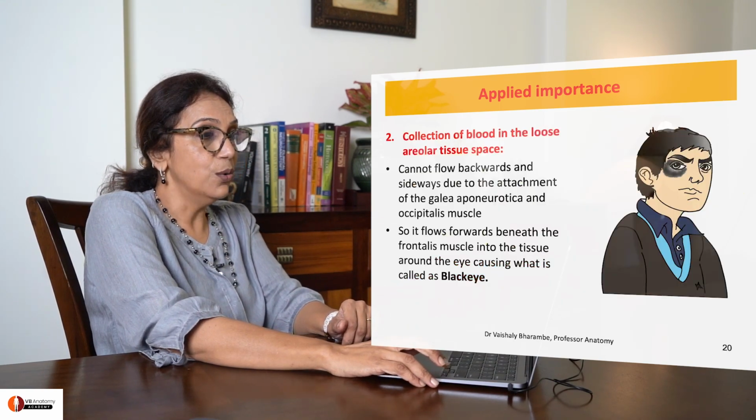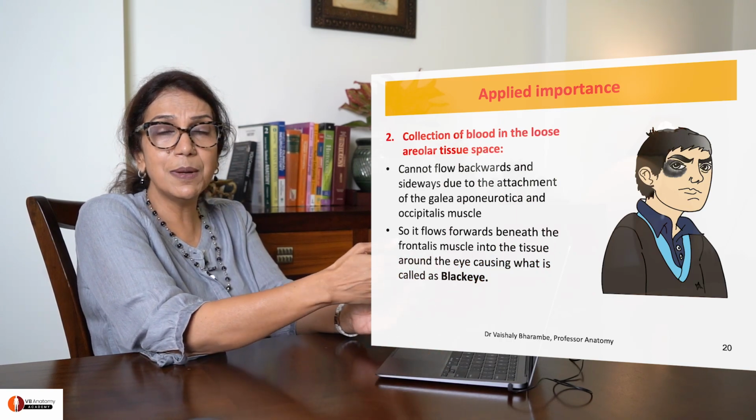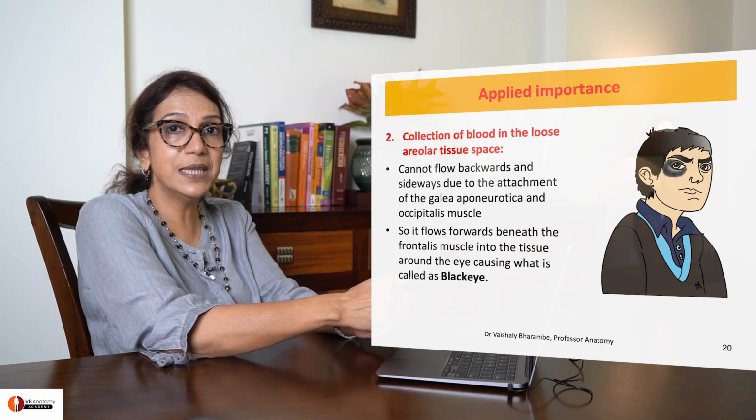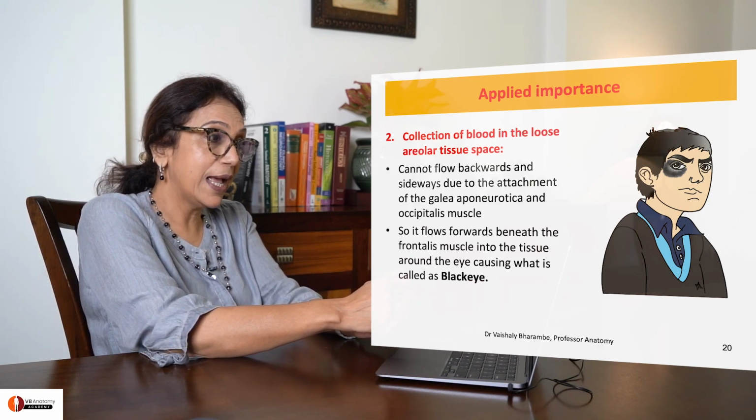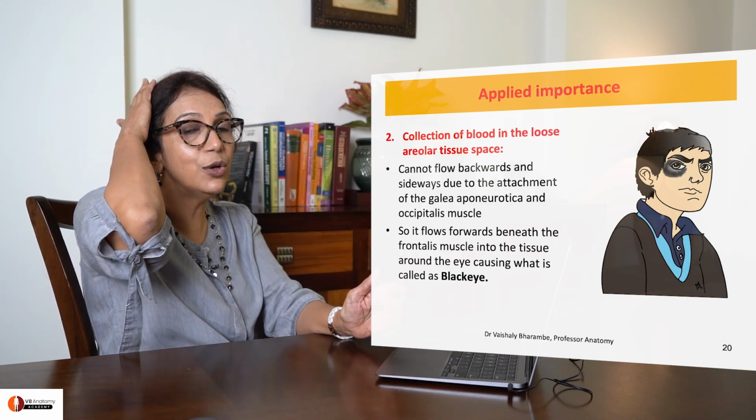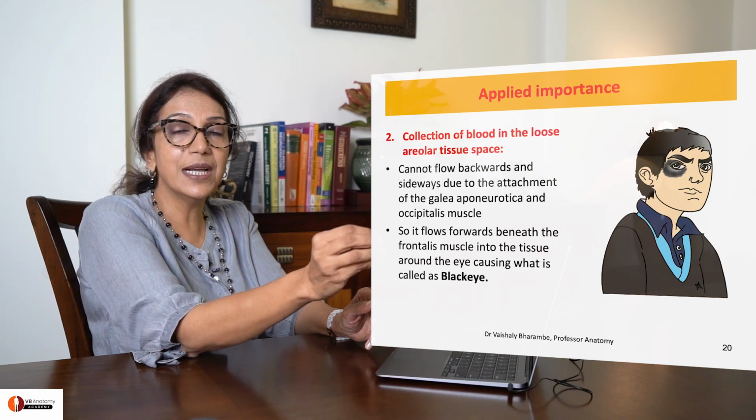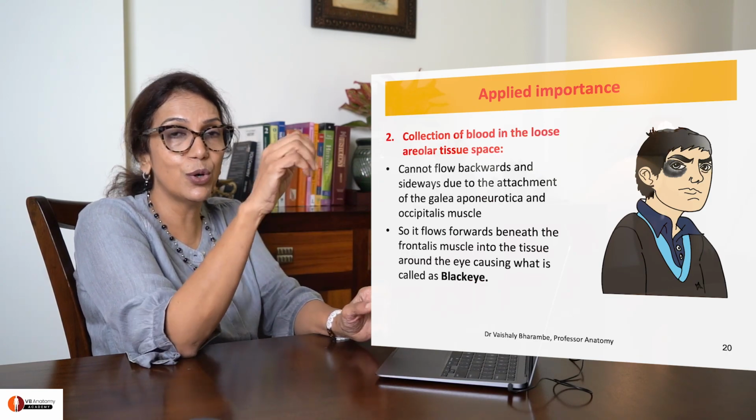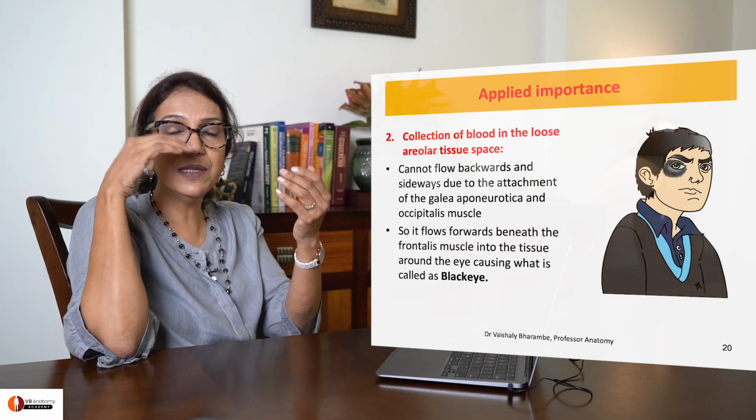Right. Oh, what has happened to this man? Yes, obviously it's a black eye. Do you think somebody punched him in the eye? The reality is a little different. What happened was he got hit on the head. There has been a hemorrhage. The blood has collected in his loose subaponeurotic tissue layer. As the blood is moving, right?